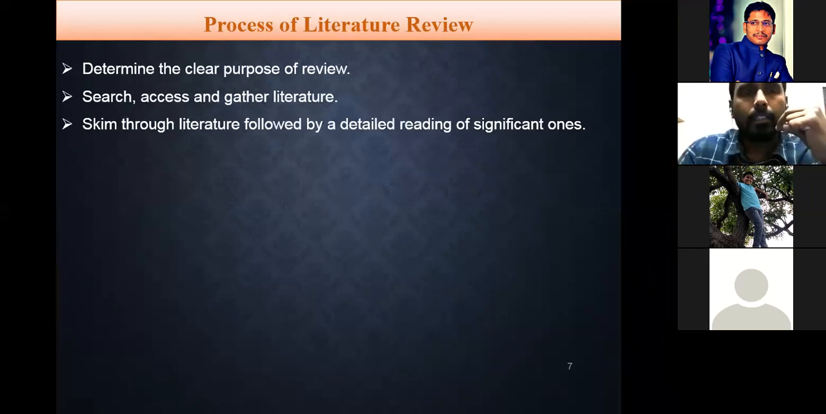The next step is to skim through the literature. Skimming is nothing but fast reading and taking some important notes. Whatever literature we have collected for the review, we have to read it first. Most probably it is a journal article. If it is a journal article, read the abstract and the main conclusions, and you will get an idea about what kind of work it is.